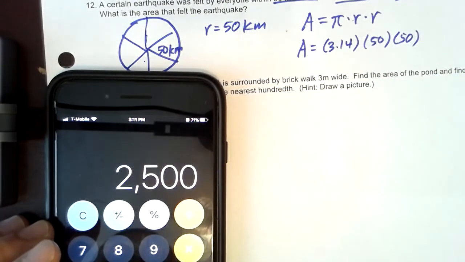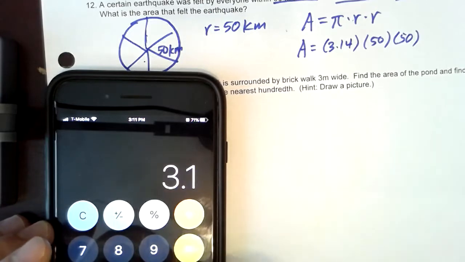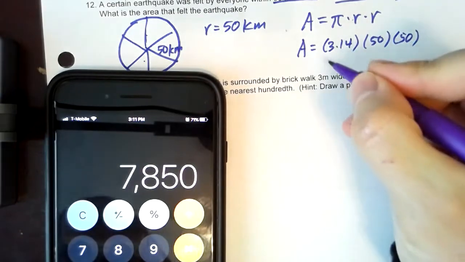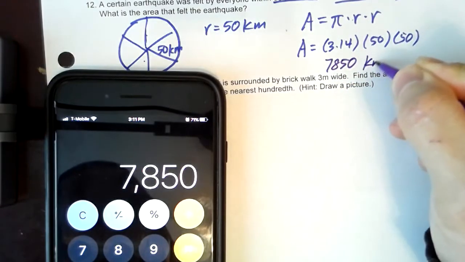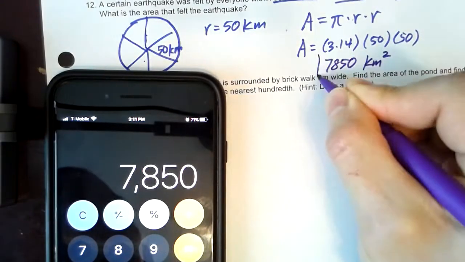50 times 50 times 3.14, and that gives you a total area of 7,850 kilometers squared.